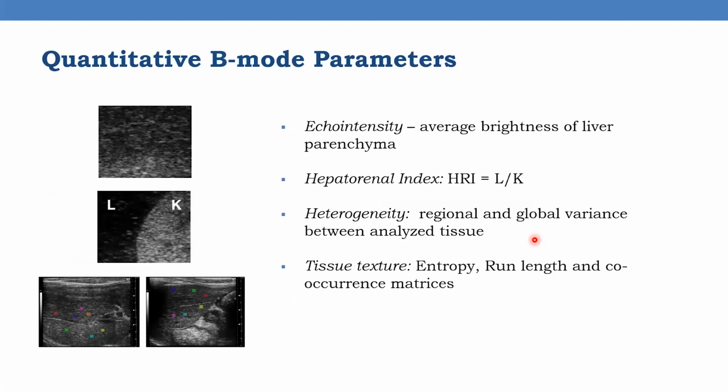So first we'll talk about the quantitative B-mode parameters that we measured. Those included echo intensity, which is the average brightness of the liver parenchyma, and a hepatorenal index, which is the ratio of the liver brightness normalized to that of the renal cortex. Also, we looked at the regional and global heterogeneity of the analyzed tissue. And also we looked at other different texture features, including entropy, run length, and co-occurrence matrices.